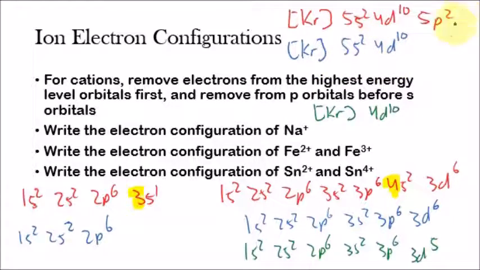And again, notice I remove the electrons from the p orbitals first before I remove the electrons from the s orbitals. The reason for that is because the p orbitals are easier to remove than the s orbitals, which we're going to be talking about, but just make sure you understand this, okay? Remove from p orbitals before s orbitals.